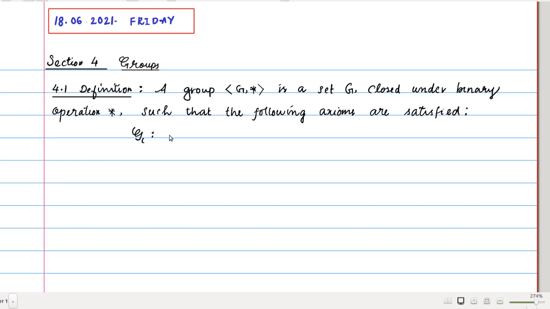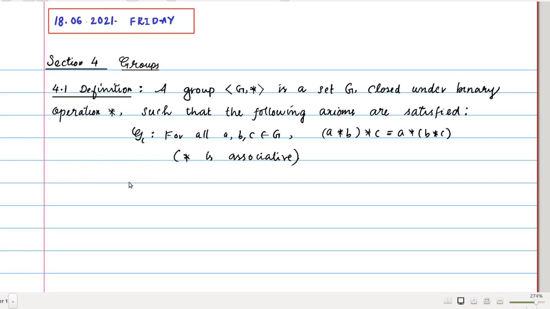For all a, b, c belonging to G, we have (a star b) star c equal to a star (b star c). You might remember this statement or equation. This is the property of associativity. So simply you can say that G1 says that star is associative. This binary operation is associative.